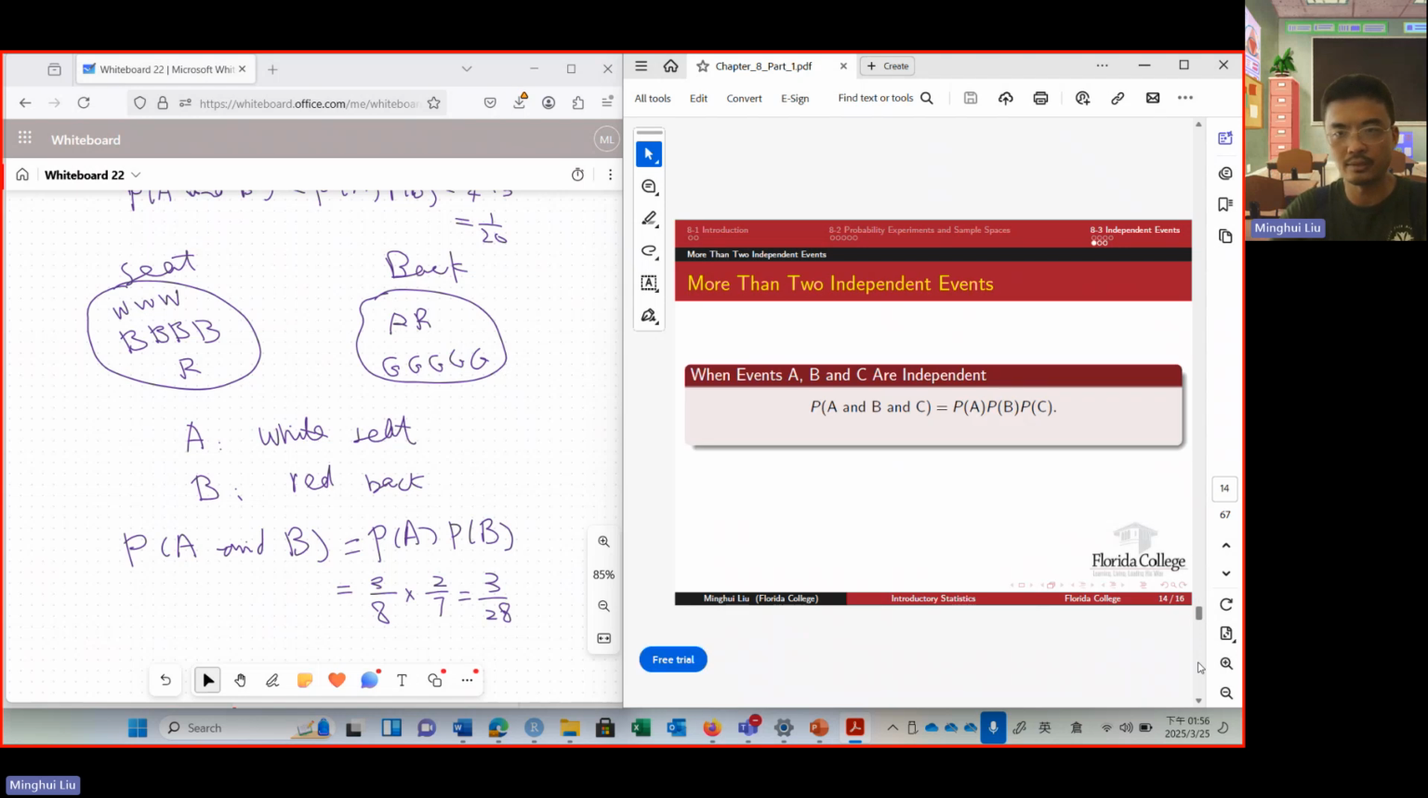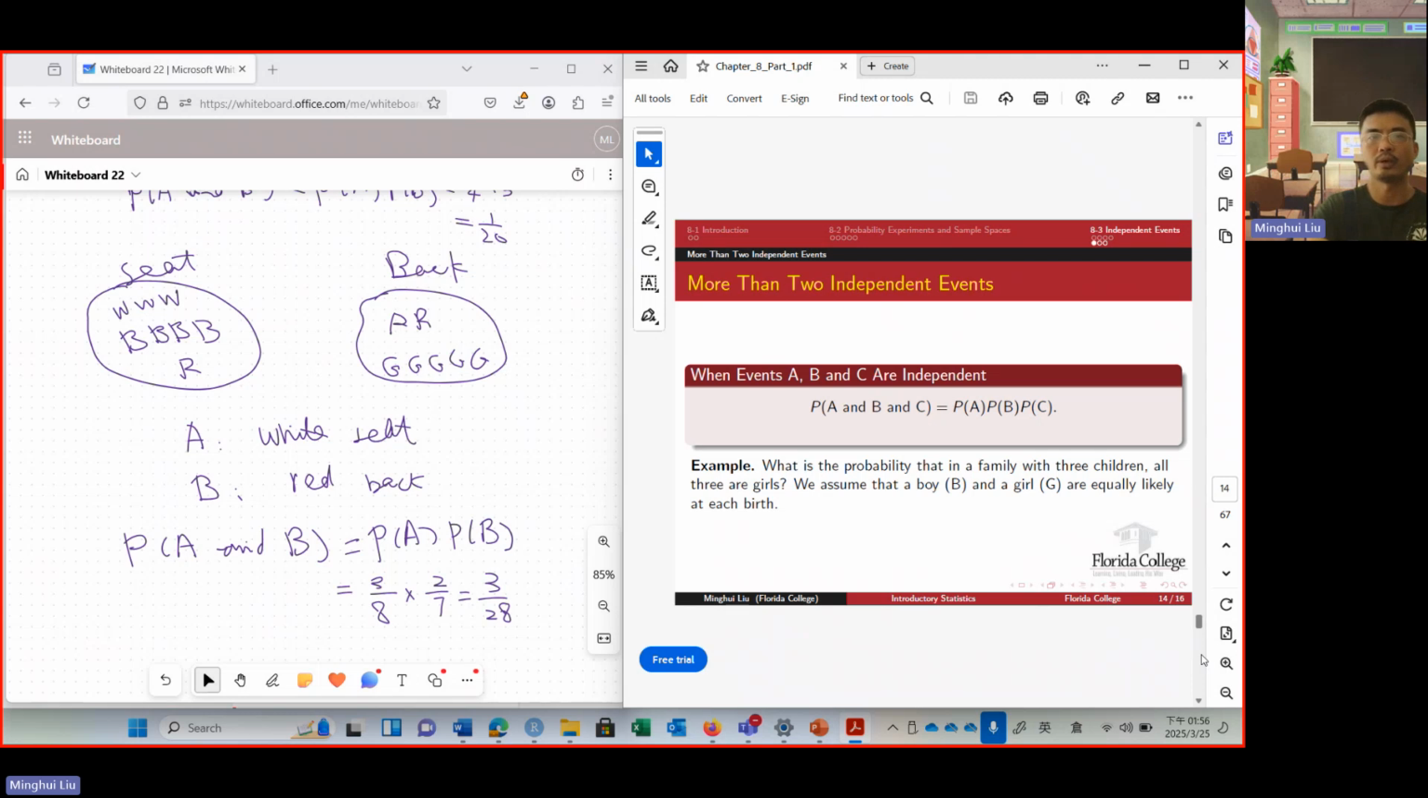The same principle applies. If you have 3 events that are all independent, A, B, C, and for all of them to happen, you simply multiply the probabilities together. And for the next example, I don't even need to write it on the board. Look here. If you have a family with 3 children, what is the probability that all of them are girls? We assume that for each child, there is an equal chance of being a boy or a girl. So let A be the first child being a girl, B be the second one being a girl, and C be the third one being a girl.